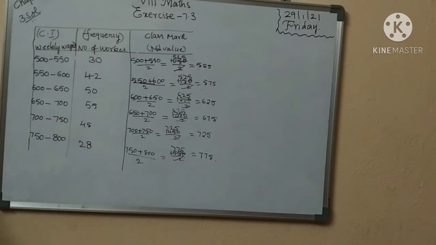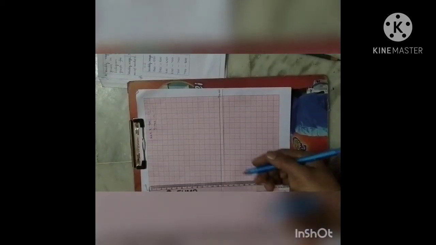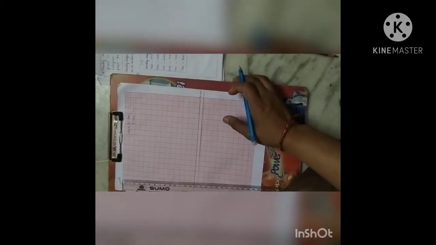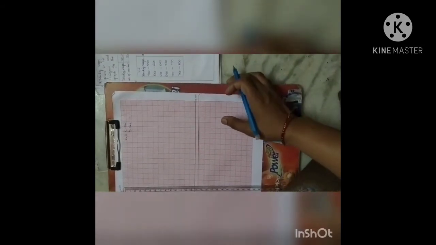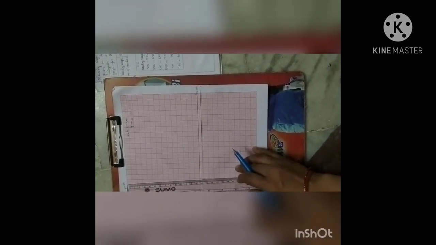In this case, two types of graph we can draw. What are they? Histogram and a frequency polygon. Okay children, next one is the third problem. The third problem has two types of graphs given. So what is the first one? Histogram and a frequency polygon.